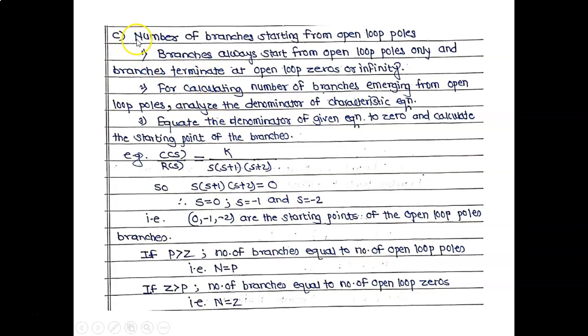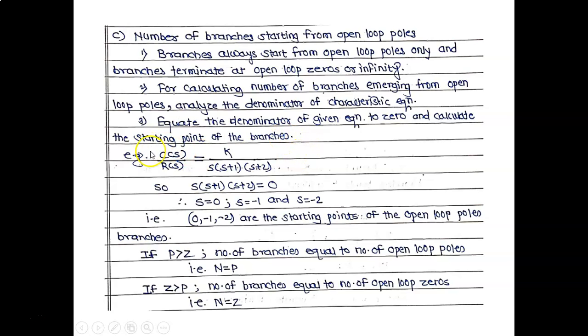Now next, the number of branches starting from open loop poles. Branches always start from open loop poles only, and branches terminate at open loop zeros or infinity. For calculating the number of branches emerging from open loop poles, analyze the denominator of the characteristic equation. Equate the denominator of the given equation to 0 and calculate the starting points of the branches.